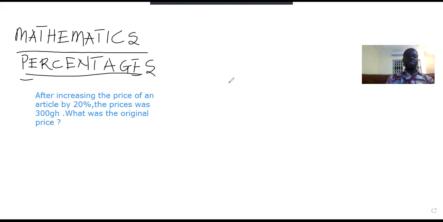Okay, so after increasing the price of an article by 20%, the price was 300 GH, that is Ghana cedis. What was the original price? Meaning, in this question, the 300 GH given to us is representing a new price. Because after increasing the price of an article by 20%, so the percentage increase is 20%. Okay, we don't know the original price of the article. That's what we are solving for.